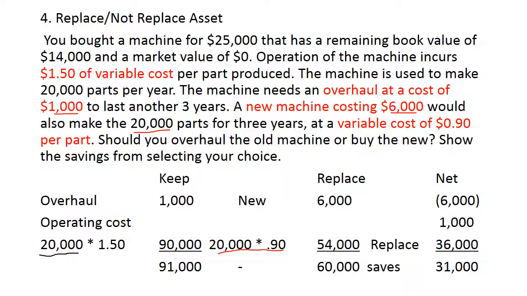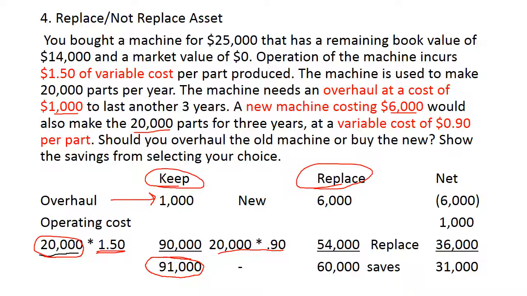So the way I was taught to set this up is that you create a keep column and you create a replace column. So if you keep the machine, you need to spend $1,000 to do the overhaul. And then when that machine is used, you're going to create 20,000 parts at $1.50 a part. So you will have expenses of $90,000 in the year, each year. And the cost is going to be $91,000 a year to operate that machine.